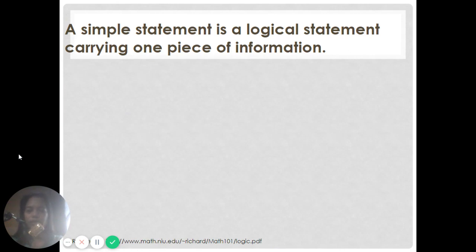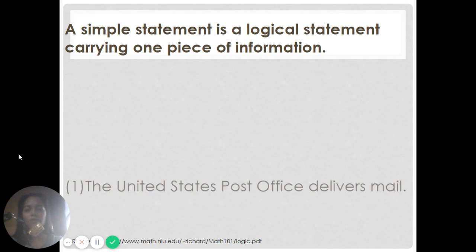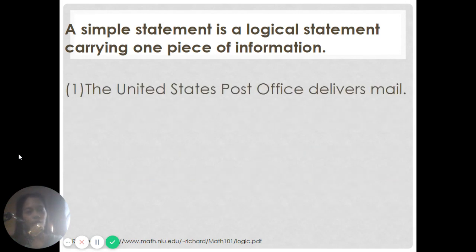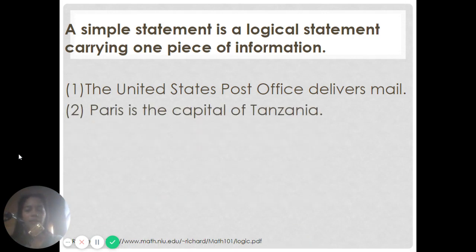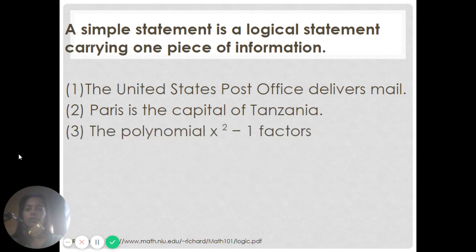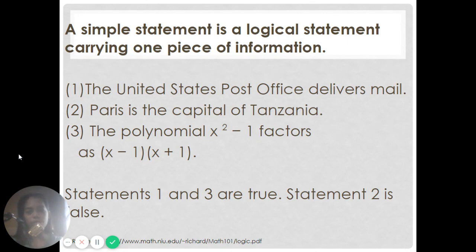More on statements. Now, a simple statement is a logical statement carrying one piece of information. For example, the United States Post Office delivers mail. Paris is the capital of Tanzania. The polynomial x squared minus 1 factors as quantity x minus 1 times quantity x plus 1. Analyzing the statements, we can say that statements 1 and 3 are true, while statement 2 is false.